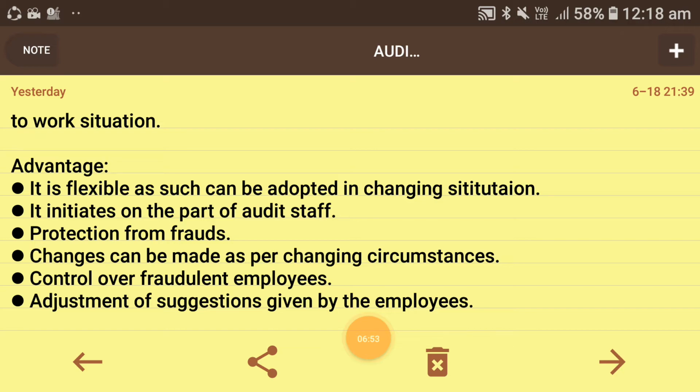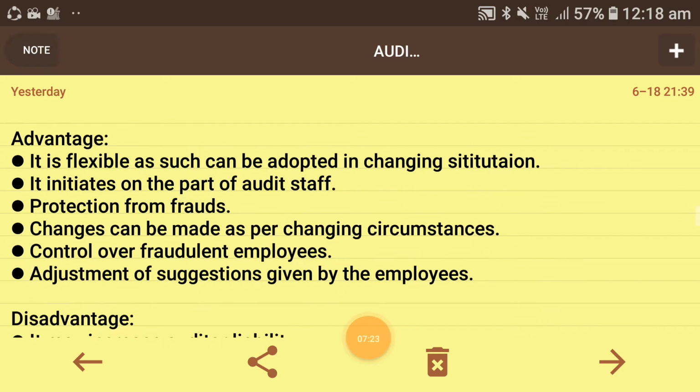Next is protection from frauds. Next is that changes can be made as per the changing circumstances. It is a very important part. Next is control over fraudulent employees. If it is flexible, then no employee can even try to make changes to the audit program, as it can be changing in nature, so no one can know whether changes are being made or not.